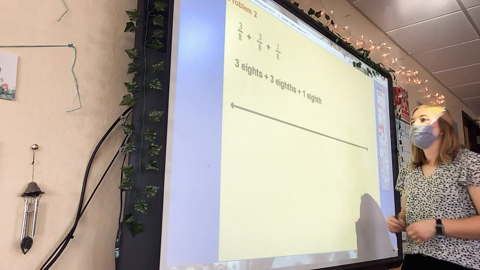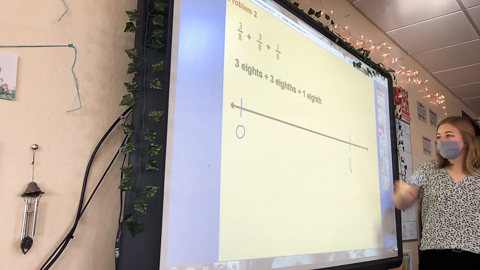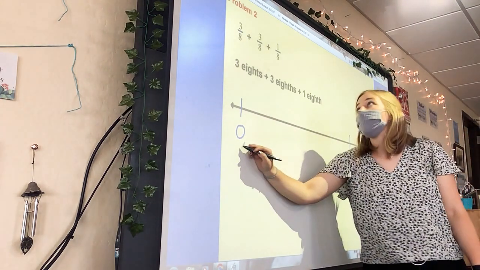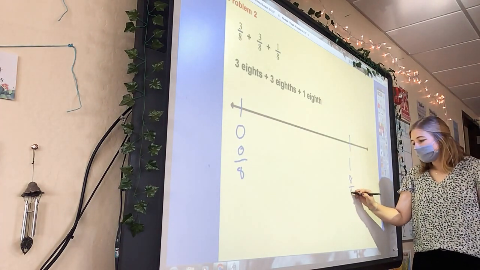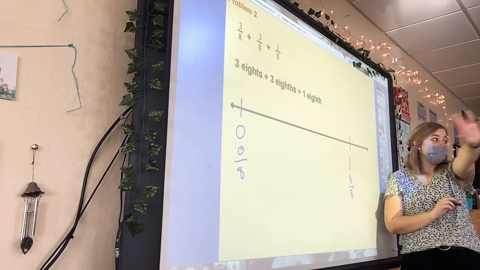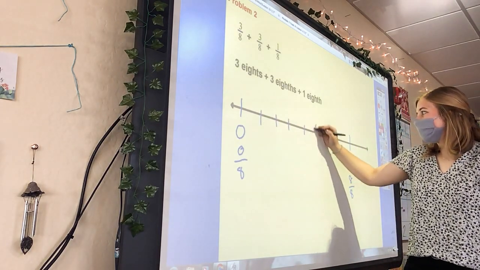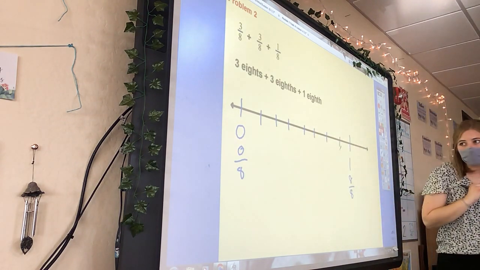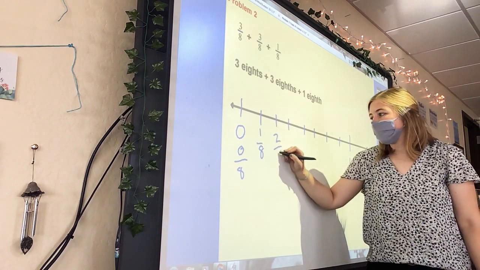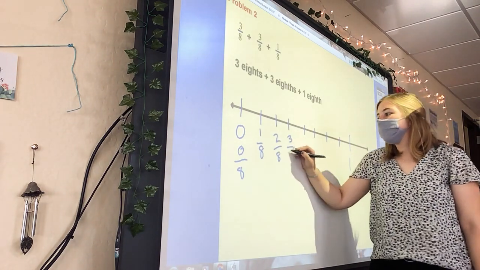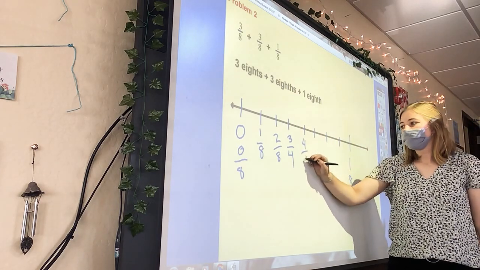So again, if I want to write 0 and 1, I can. I'm working with eighths, so this would be 0 eighths. This would be 8 eighths, which means that I have to fill in that gap with my eighths, right? So 1 eighth, 2 eighths, 3 eighths, 4 eighths, 5 eighths, 6 eighths, 7 eighths, okay? And I'm going to write it just for right now. But in the future, if you just want to write the 0, the half, and the 1, you can do that, okay?